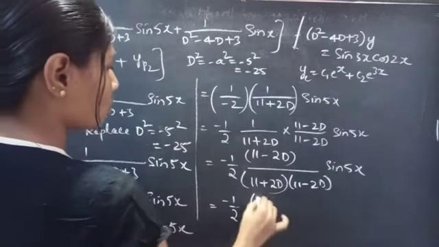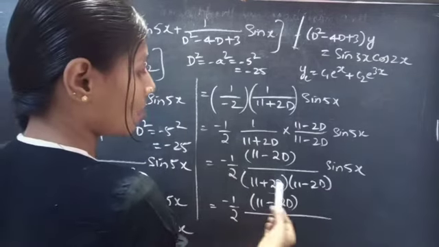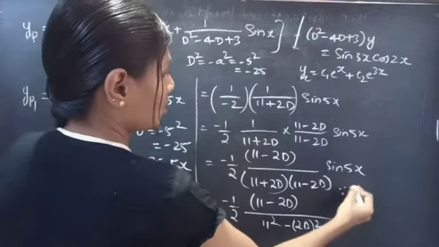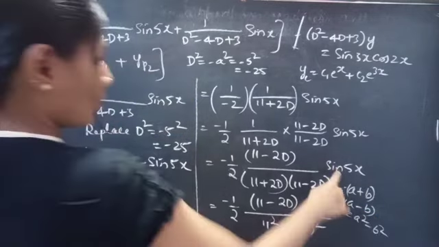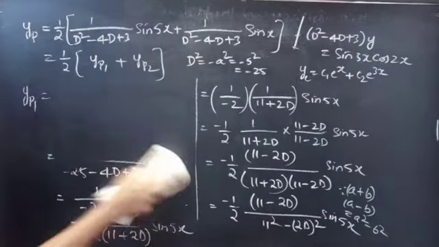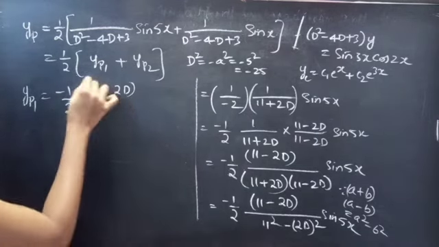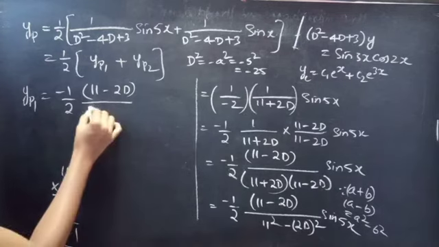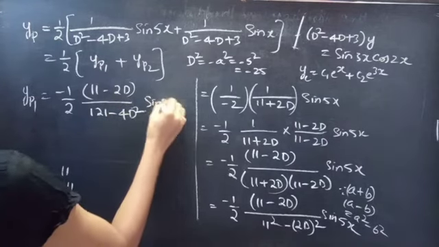which is equal to minus 1 by 2 into 11 minus 2d by, see, in the denominator we have 11 plus 2d into 11 minus 2d, which is of a plus b into a minus b form, right? We can write it as 11 square minus 2d whole square, since a plus b into a minus b equals a square minus b square, right? Into sine 5x. Now this becomes minus 1 by 2 into 11 minus 2d by 11 square (121) minus 2d whole square is 4d square into sine 5x, right?